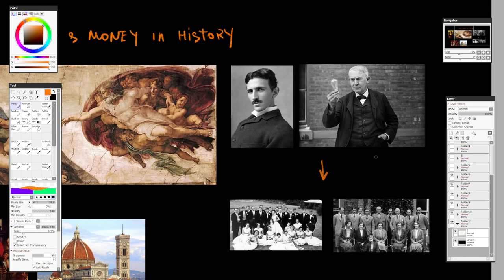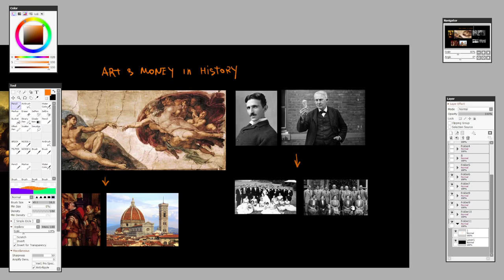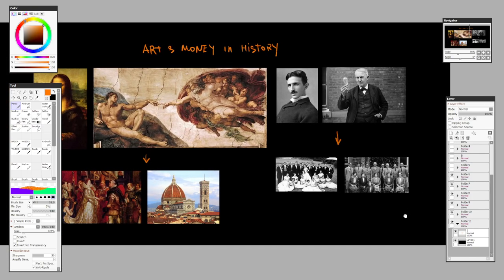And then there's Tesla and Edison, and they had the Morgan family and then the Vanderbilt family backing their visions and inventions. I think what I'm trying to say with this is that money was always a tool for artists and visionary creatives to fund and support their lifestyle.